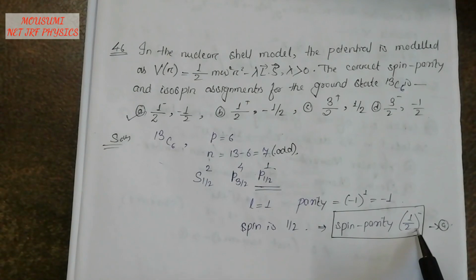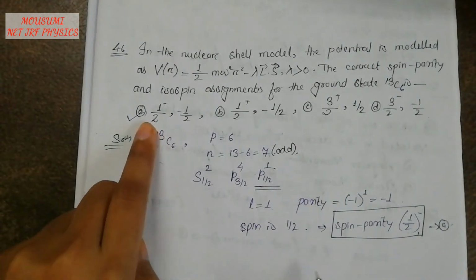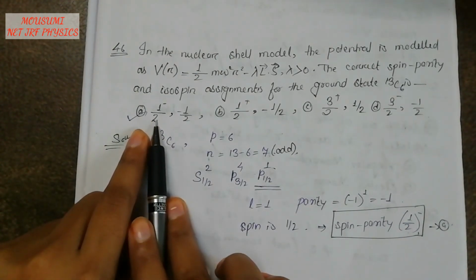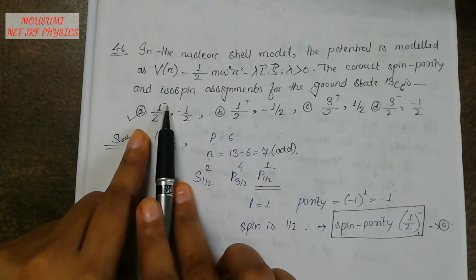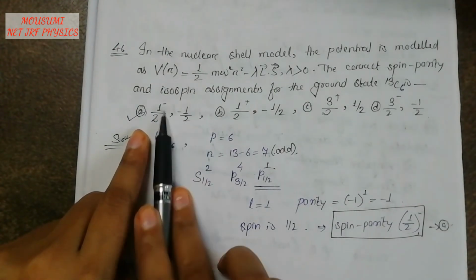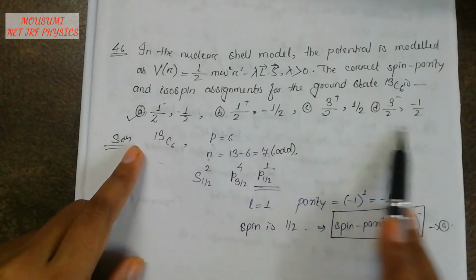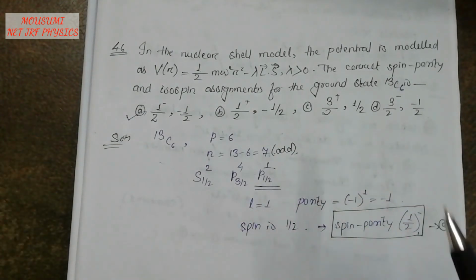So the correct answer is the first one, because only the first answer has the spin parity half negative. So the correct option is option A. You can see in all other options there is no spin parity of half negative. So now let's come to the next.